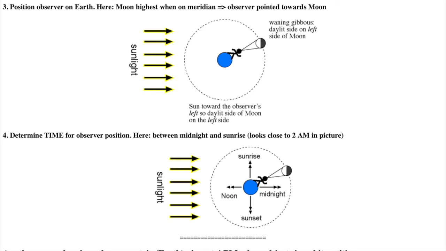Step 4 is determining the time of day on the time compass for the observer's position. Noon is pointed right toward the Sun. Sunset would be in the straight down direction of this drawing because the Earth spins counterclockwise. Midnight would be your part of the Earth pointed directly away from the Sun, and sunrise would be in the straight up direction of this drawing. The observer is in between midnight and sunrise, 6 a.m.